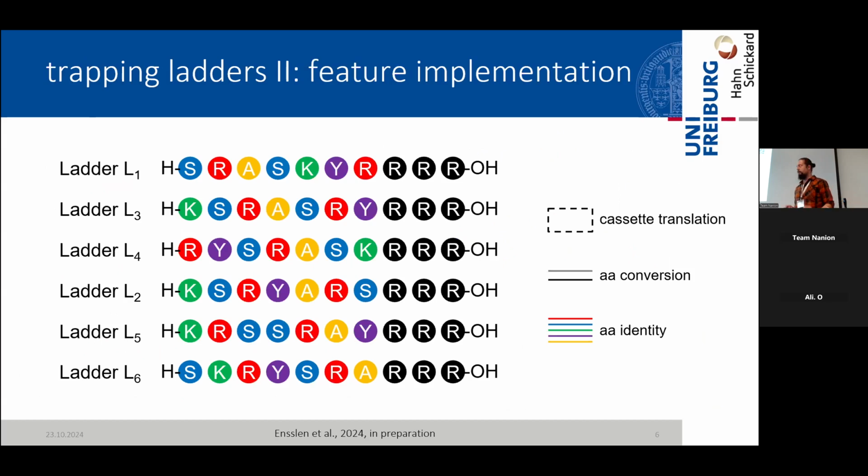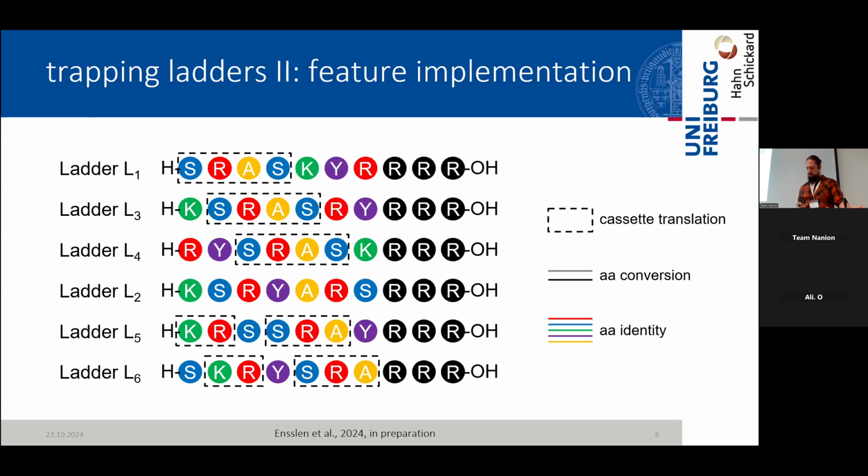And what I did then is that I took this decapeptide sequence, and I scrambled it. So I changed the sequence, but I kept all the amino acids in there, so they are isobaric in the end. And I did not do this completely randomly. So we implemented some features here, being some cassette translations like this SRAS motif, which is always shifted by 1 amino acid. We made some conversions, but we of course also kept the identity of some residues inside these peptides.